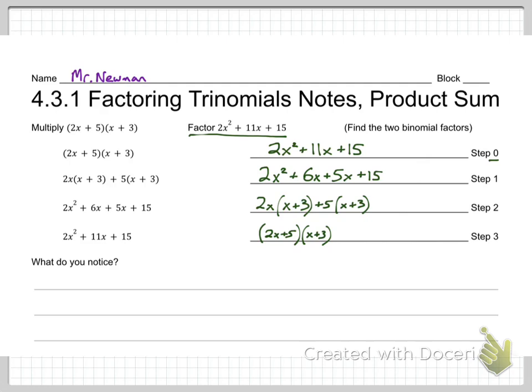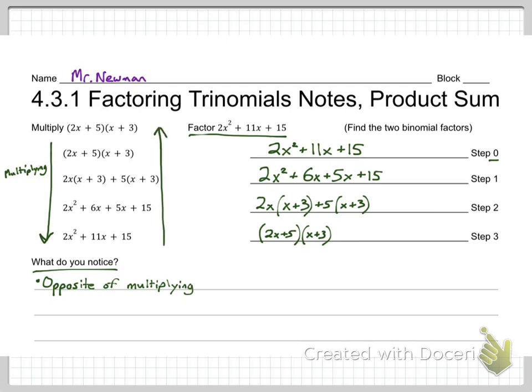All right, now that you got some things, here's what I noticed. I noticed that this is just the opposite of multiplying. Notice, multiplying I put over here on the left, going down is multiplying. This thing I wrote down, all those steps, is just the exact opposite of that, and we call that factoring. So factoring and multiplying are opposites of each other. That's helpful to know because if you're good at multiplying, or you can practice that, if you can just work backwards, that's factoring. Now, it's not as easy as it sounds, but the more you multiply, the better you'll get at factoring and vice versa.